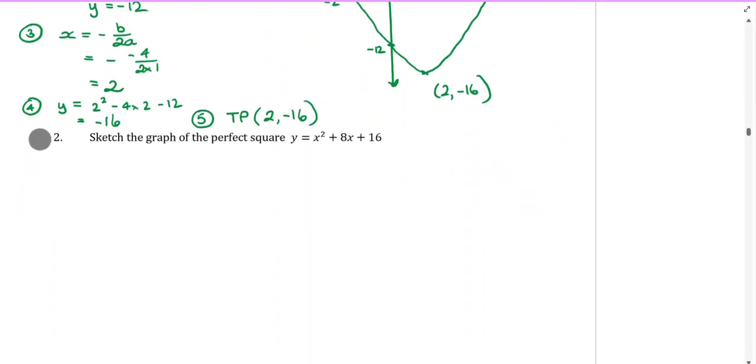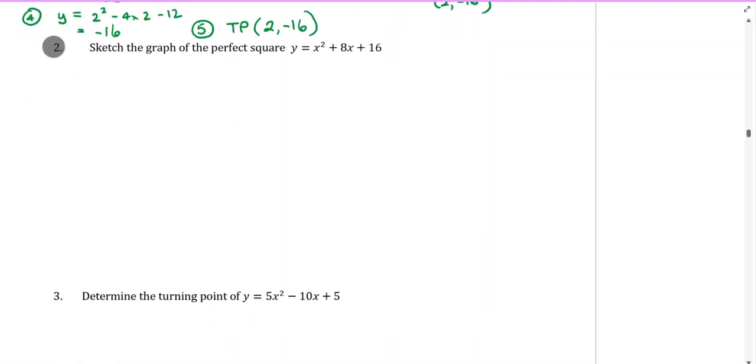Let's do this again. Question 2. Sketch the graph of the perfect square, y equals x squared plus 8x plus 16. So perfect square means that I can factorize that to be y equals, times to give 16 and adds to give 8 would be 4. It'll be x plus 4 all squared.